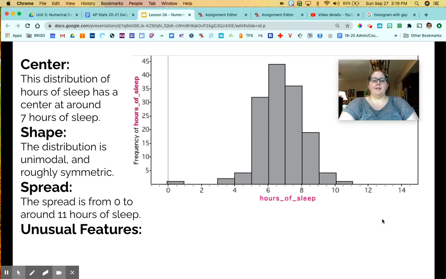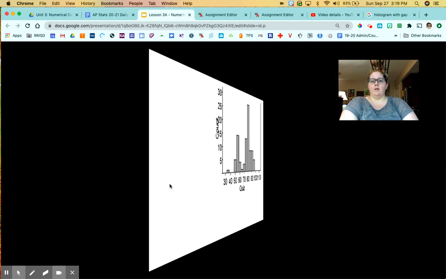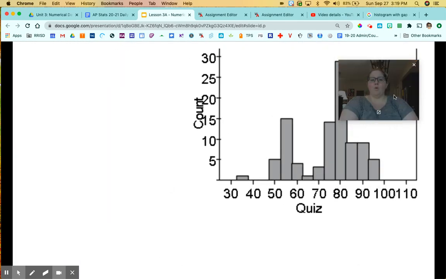And then for unusual features, I'm going to mention there is a gap from the 1 to 3 range, and there's a possible outlier at 0 hours of sleep. For the second example, I have quiz grades.